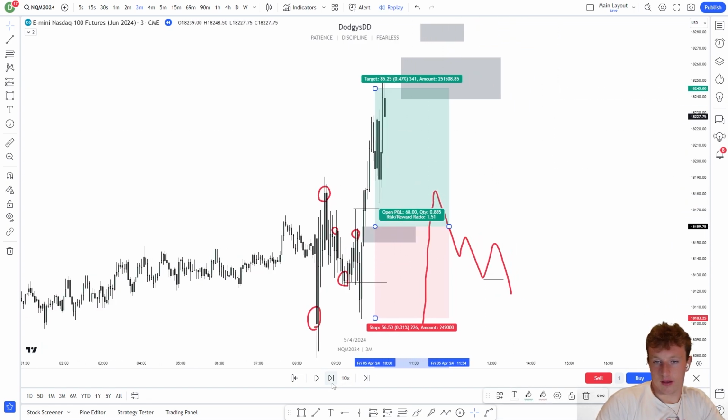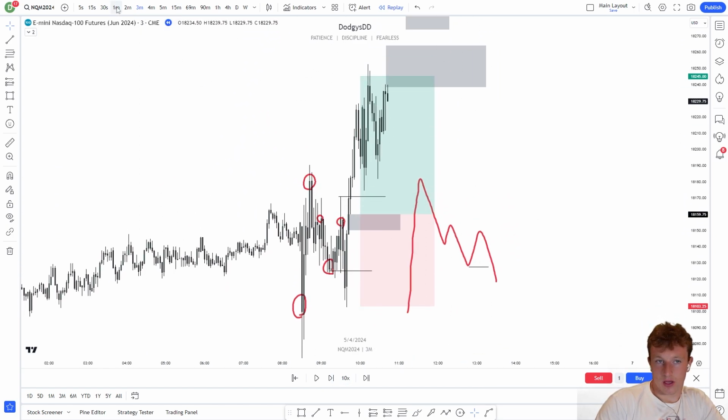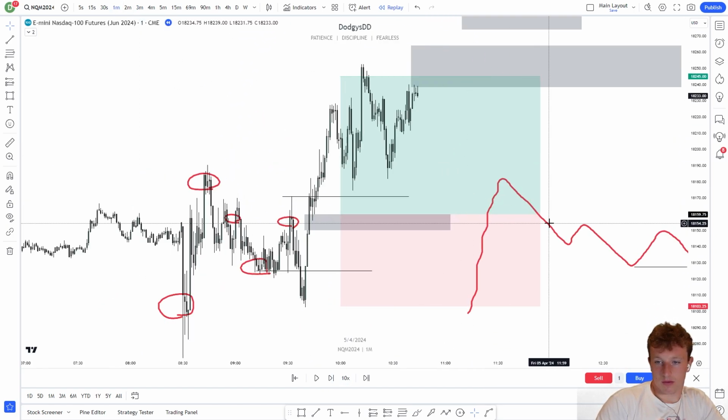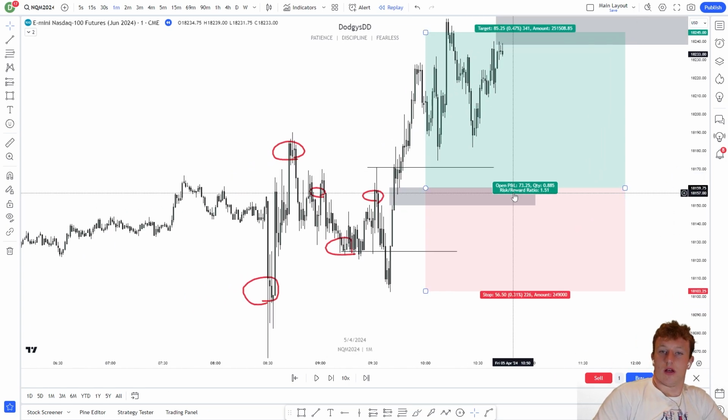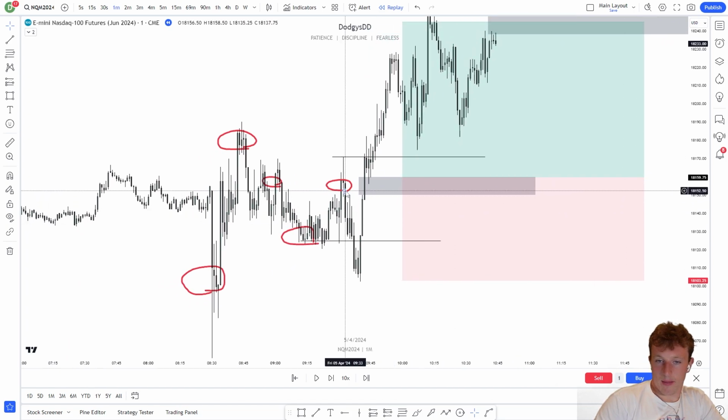No, we didn't. You're right. Would it have been a good entry if we got it? Most likely, yes, but we didn't get it. Now, this is where trading and having a plan and everything comes into place. The more advanced you get, the more opportunities you're going to see.